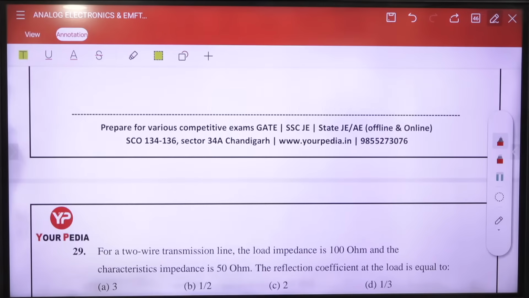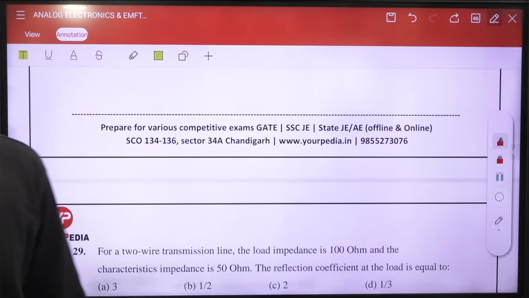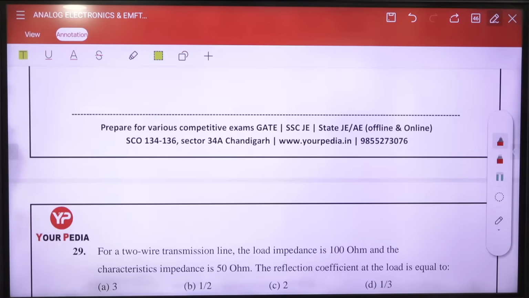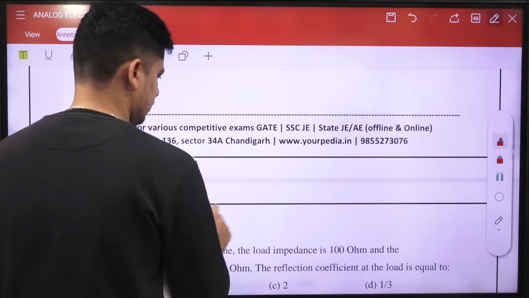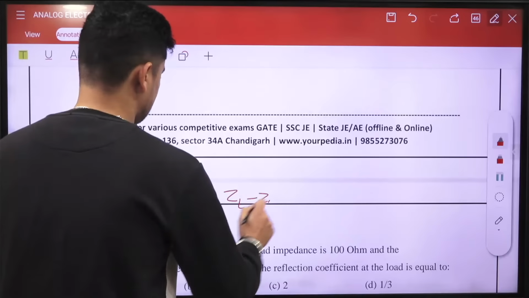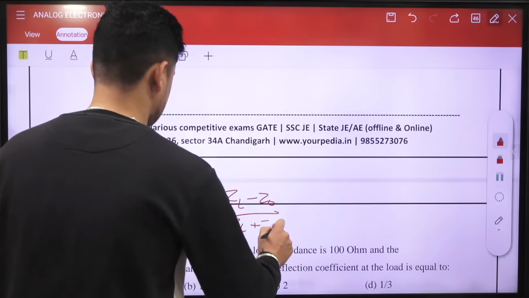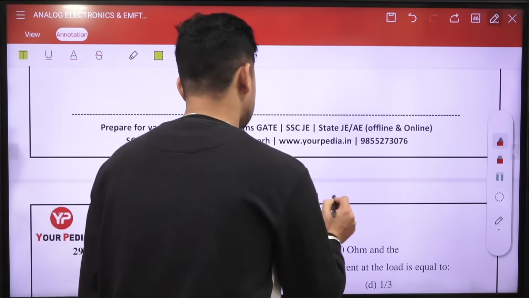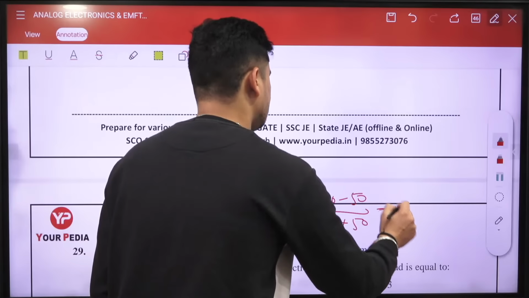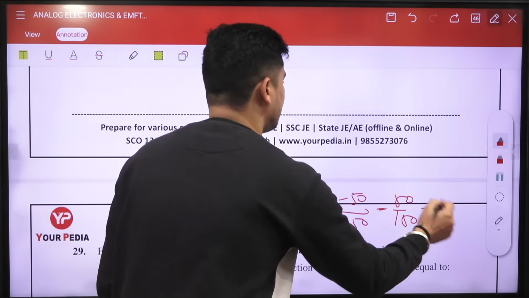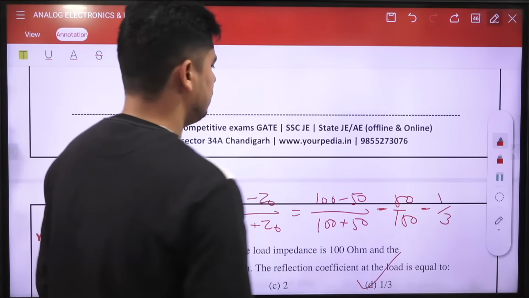See, load impedance is given to you. Characteristic impedance is given to you. He is asking about the reflection coefficient. That is ZL minus Z naught divided by ZL plus Z naught. ZL is 100 minus 50 divided by 100 plus 50. So it's going to be 50 by 150, that is going to be 1 by 3. So answer will be D.